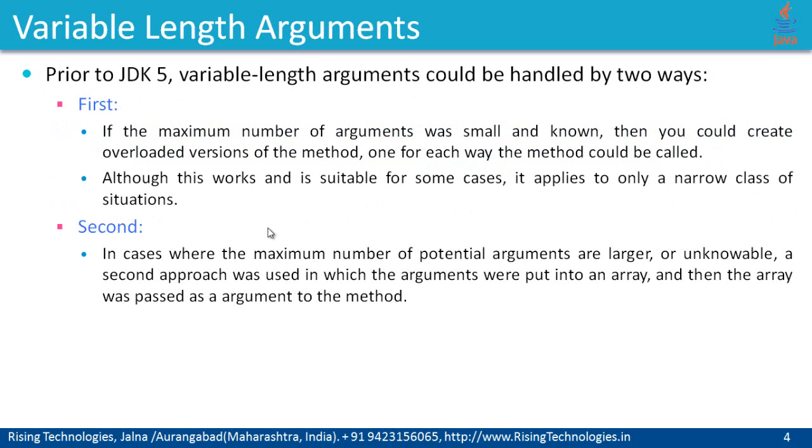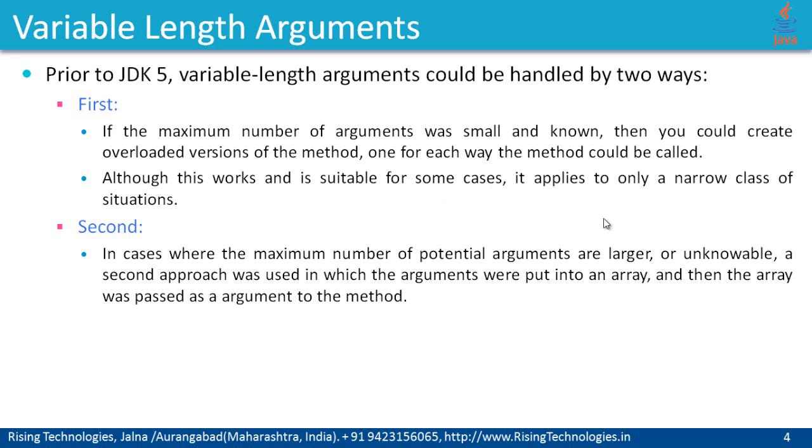But prior to JDK5, variable length arguments could be handled in two different ways. In the first approach, if the maximum number of arguments was small and known, then you could create overloaded versions of the method, one for each way the method could be called. Although this works and is suitable for some cases, it applies to only a narrow class of situations.